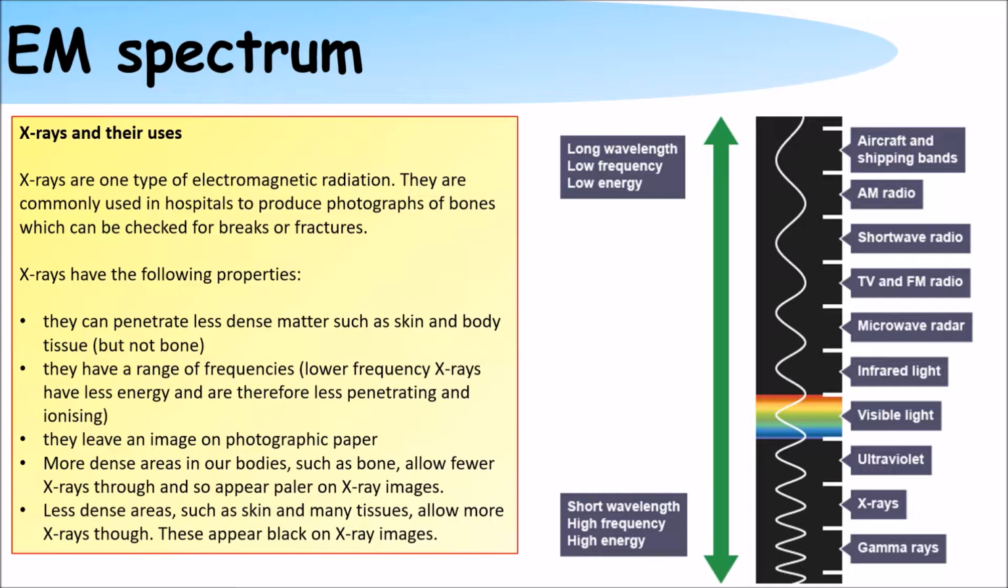X-rays are one type of electromagnetic radiation. They're commonly used in hospitals to produce photographs of bones which can be checked for breakages. X-rays have the following properties. They can penetrate less dense matter such as skin. They have a range of frequencies. They leave an image on photographic paper.